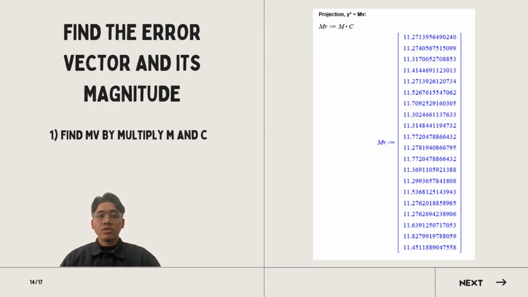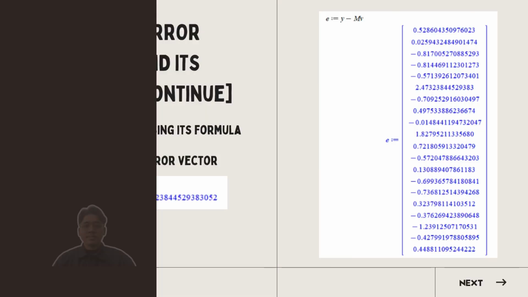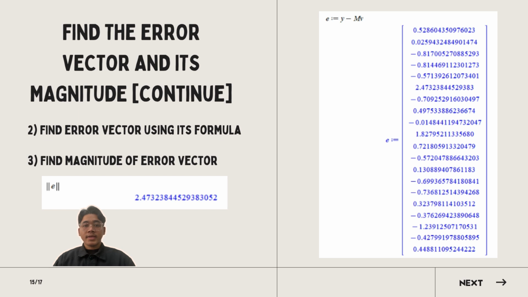Then, we can continue to find the error vector and its magnitude by using its formula, which is projection Y equals MV. First, we multiply matrix M and matrix V to get the new matrix. Next, to find the error vector, we can subtract matrix MV from matrix Y, so the magnitude of the error vector is approximately 2.4732.